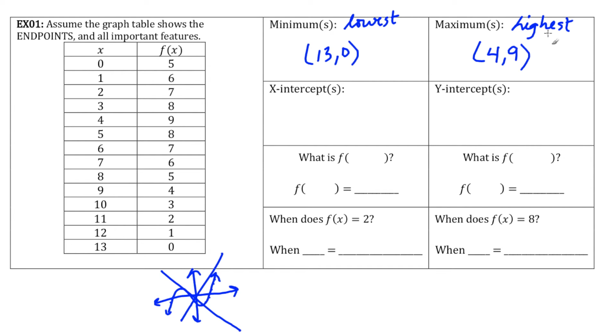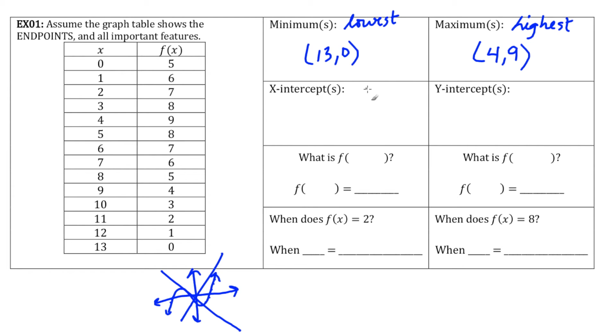When it talks about the lowest and the highest, it's really talking about the y value. So the lowest y value is 0, so the lowest location is at 13, 0. The highest y is 9, so the maximum point, the highest point, is 4, 9.